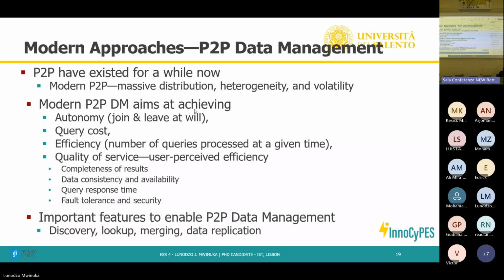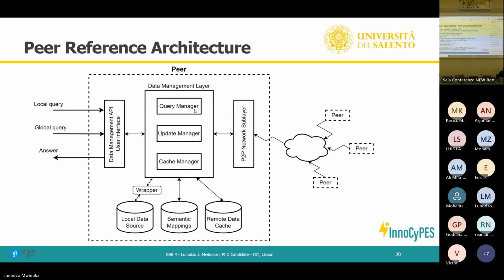One of the very important features in peer-to-peer data management is how we can discover and look up the peers in the network, how we can merge the results that we get from peers, and lastly, data replication.